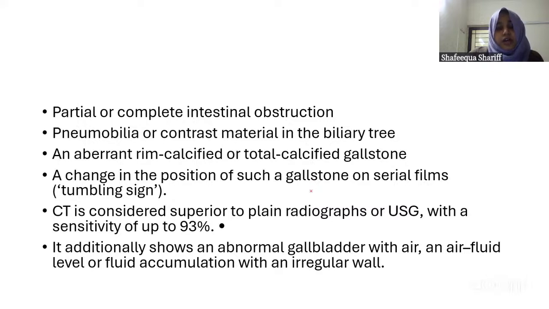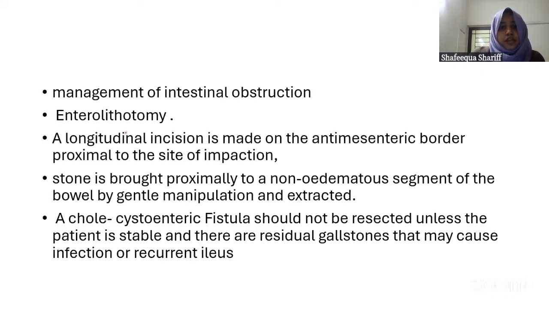Whenever there's a very famous sign called the tumbling sign, when you take serial films, the change in position of the gallstones can be seen. So CT is considered superior to plain radiograph or ultrasound. It has a sensitivity of 93%, and it also shows an abnormal gallbladder with air fluid level or fluid accumulation with an irregular wall. So how do you manage?